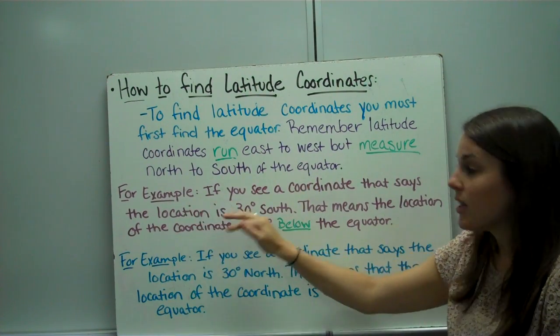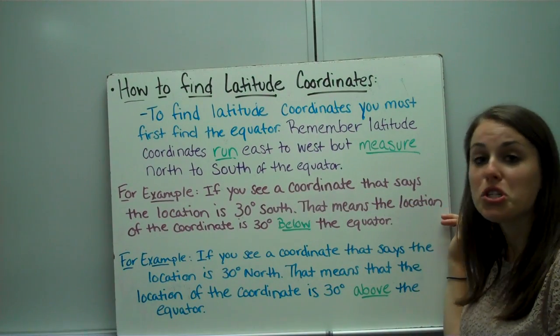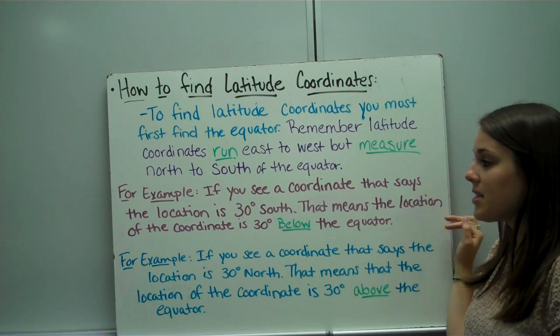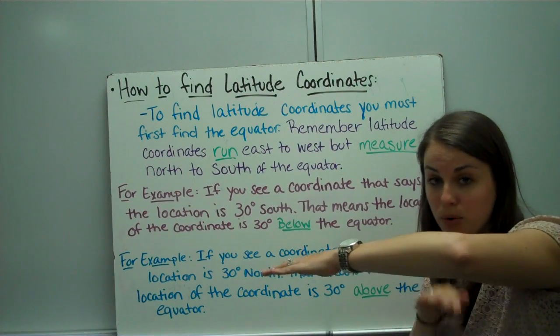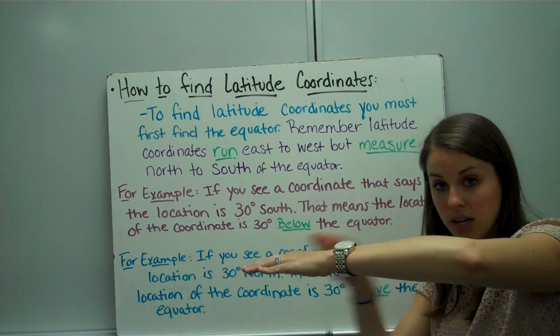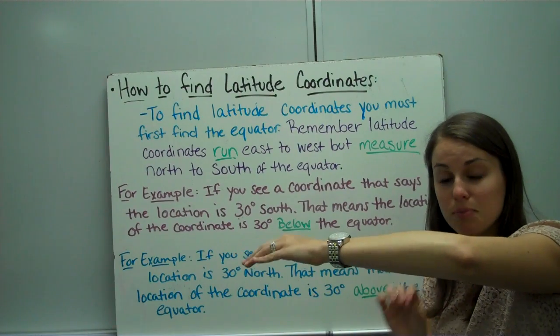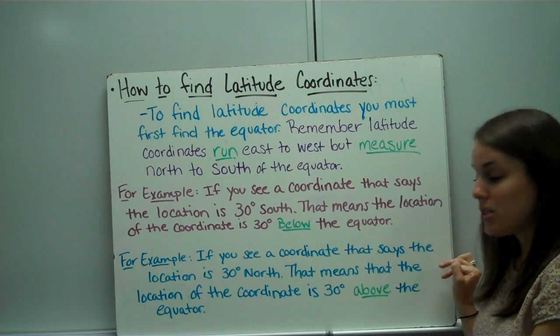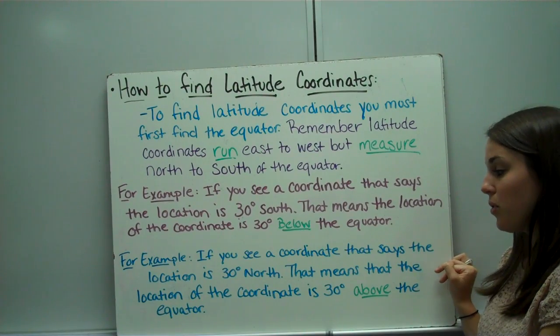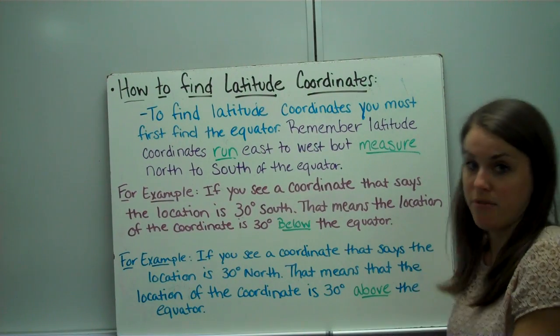For example, if you see a coordinate that says the location is 30 degrees south, that means that the location of that latitude coordinate is 30 degrees below the equator. So if this was our equator, that means the location is 30 degrees below the equator. If you see a coordinate that says the location is 30 degrees north, that means that the location of the coordinate is 30 degrees above the equator.